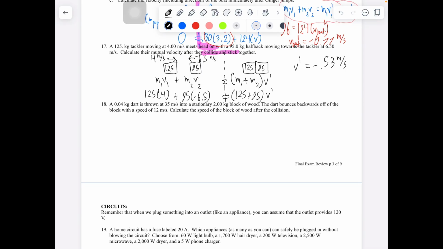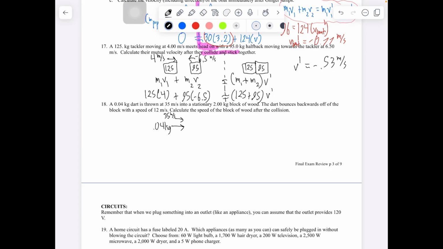A 0.04 kilogram dart is thrown at 35 meters per second. I'm going to draw as we go. Here's our dart. It is 0.04 kilograms. It is thrown 35 meters per second into a stationary block of wood.